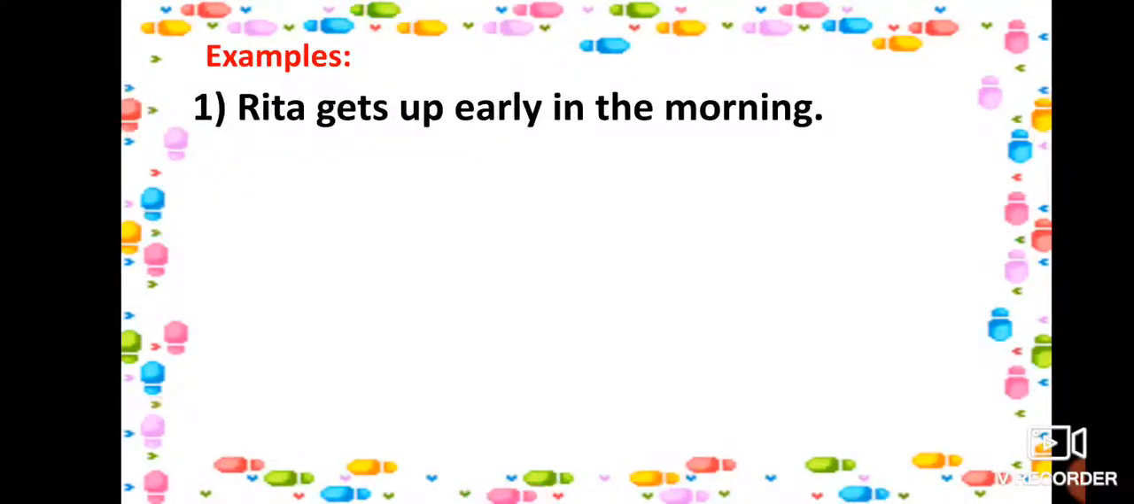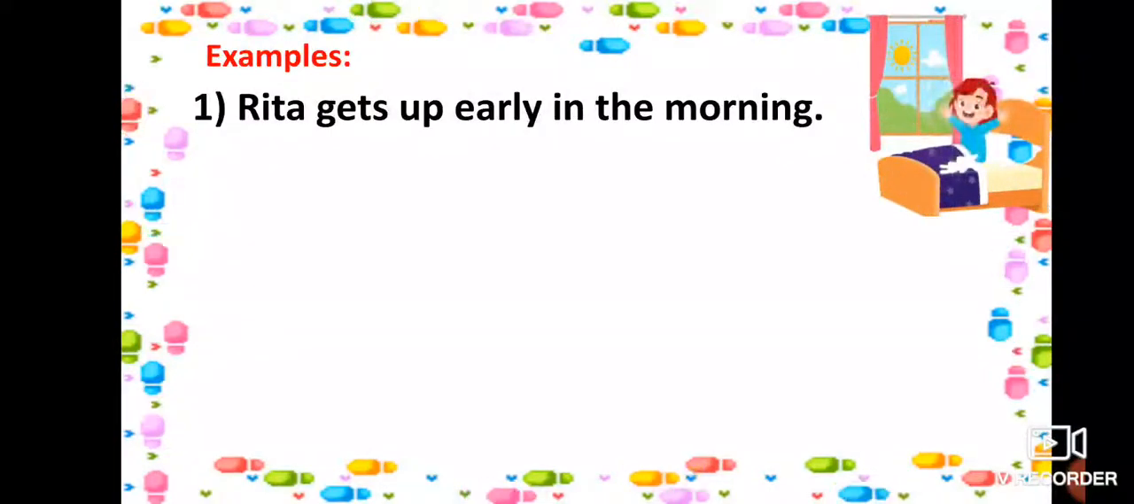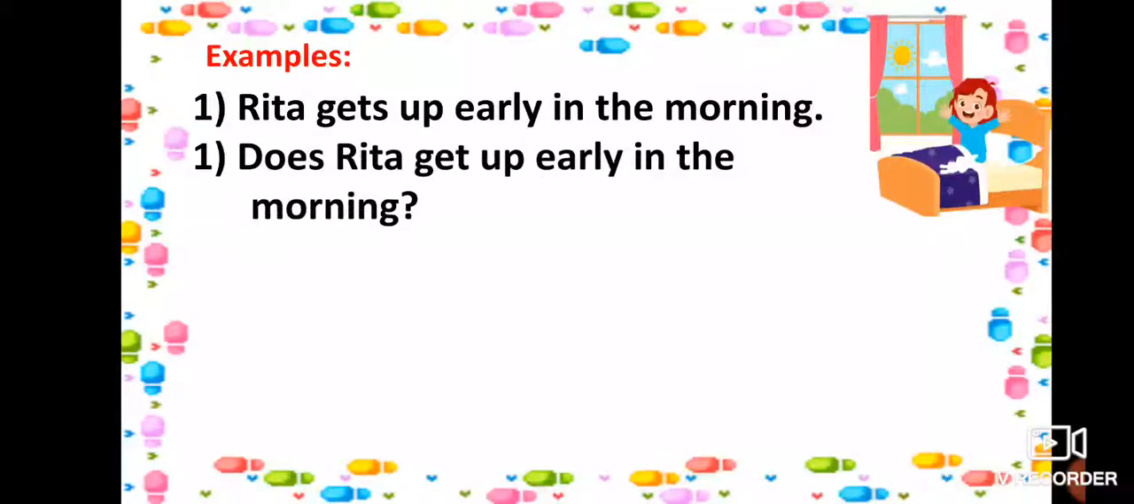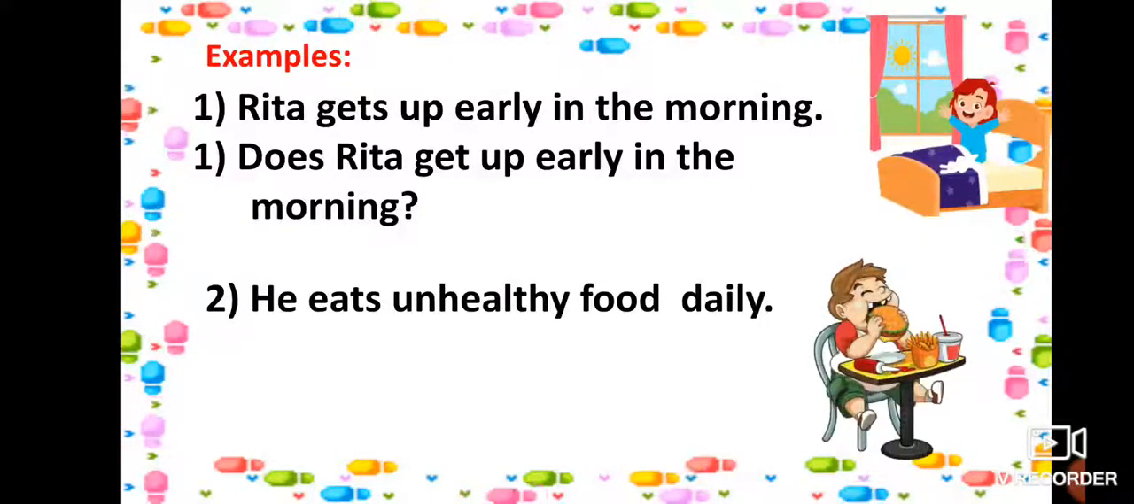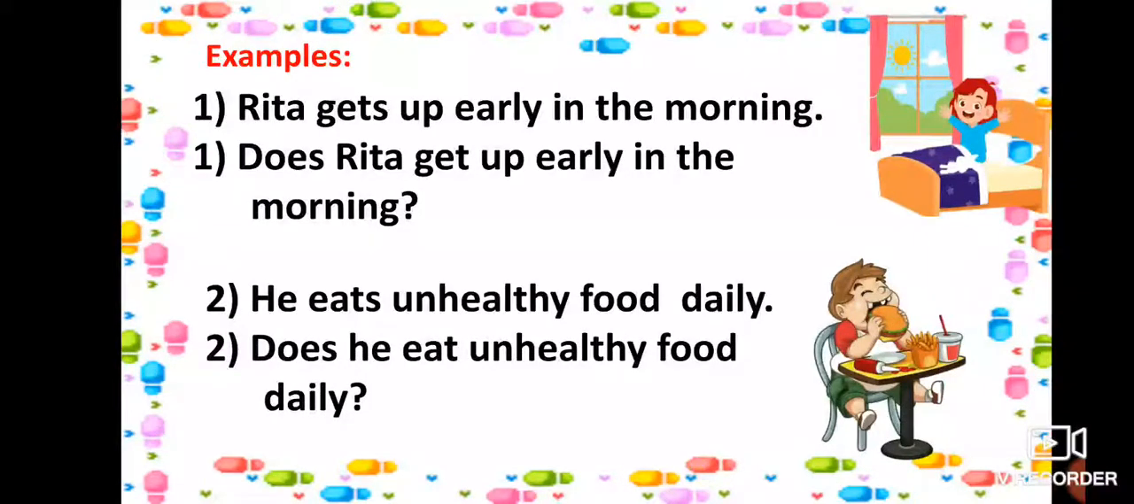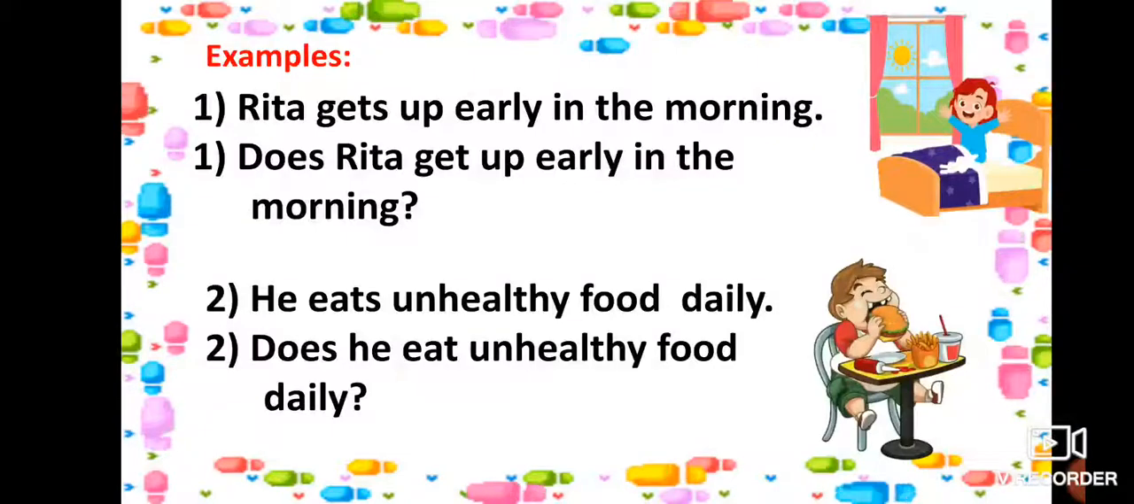Rita gets up early in the morning. Does Rita get up early in the morning? He eats unhealthy food daily. Does he eat unhealthy food daily? So, in both of these sentences, in interrogative form, what have we written first? We have written does, after that the subject, after that the root form of the verb, gets becomes get and eats becomes eat. Then we have continued with our sentence, and in the end we have put a question mark.